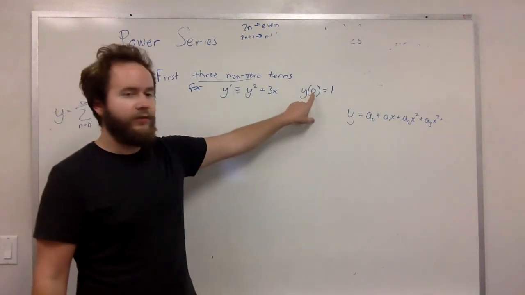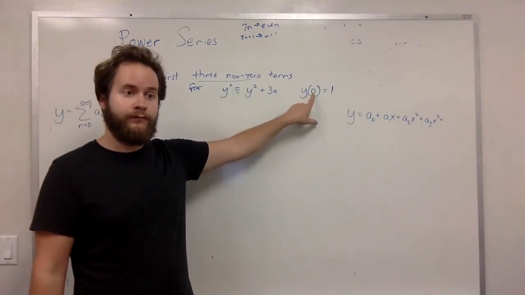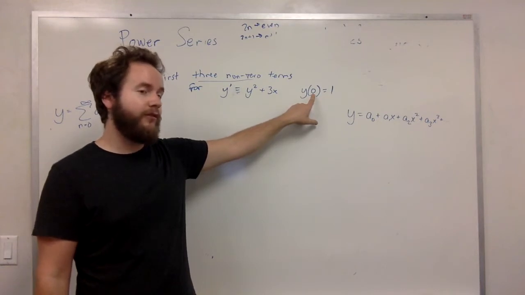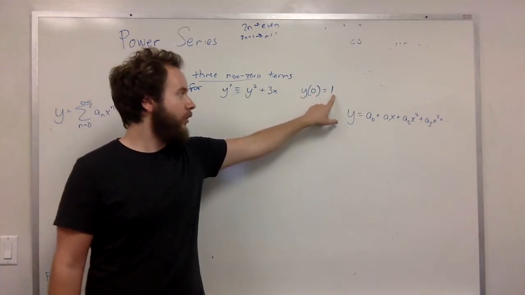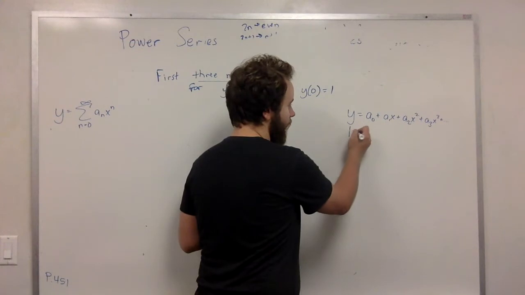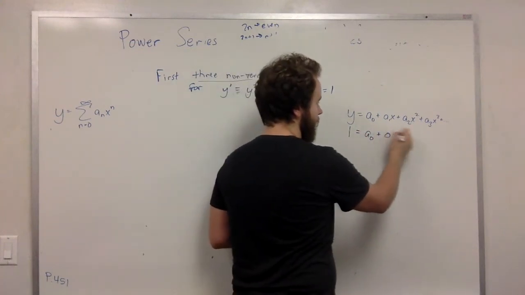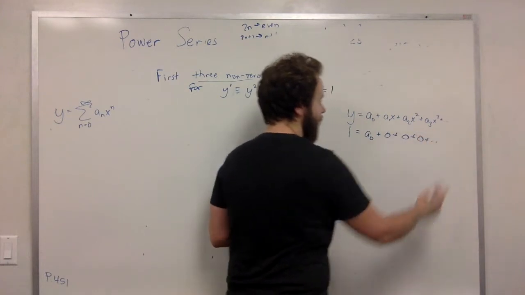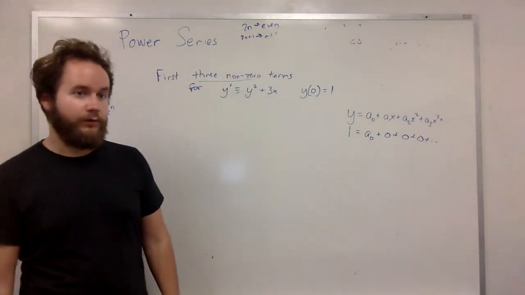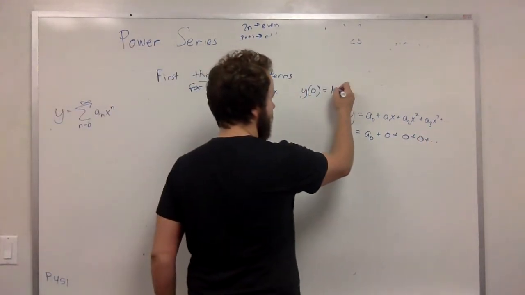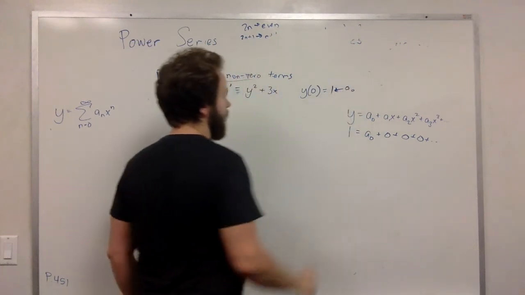Well, what does y of 0 mean? It means plug in 0 for what? Y of 0 means plug in 0 for x, and it gets out 1 for y. So when I plug in 0 for x, I get out 1 for y. We know immediately that a sub 0 is 1. That's nice, right? So this is basically telling us that's a0.